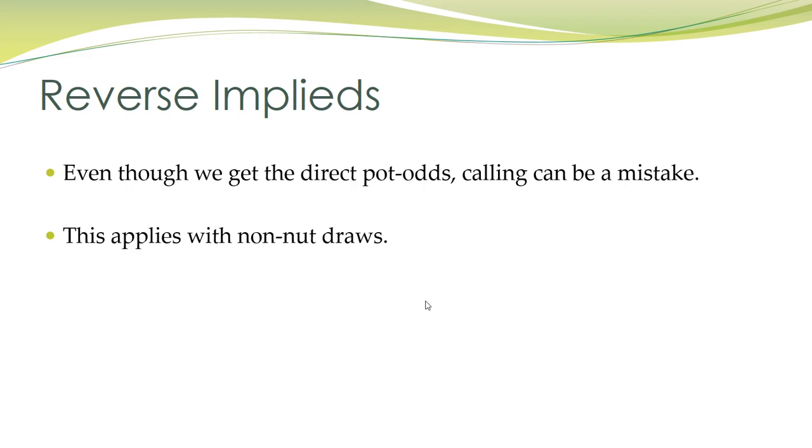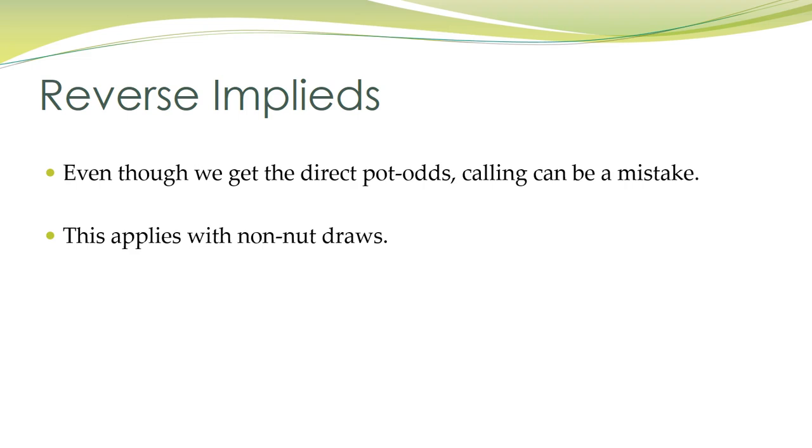Generally speaking, the idea of reverse implieds, to think of a more post-flop scenario now, mostly applies in situations where we have some kind of non-nut draw. Some examples of this include situations where we have maybe a 7-high flush draw and it's possible our opponent has the ace-high flush draw. Also included are situations where maybe we do have the ace-high flush draw, but there's already a pair on the board. These are situations that you need to be very, very careful with as poker players. Even if you get the right pot odds, it doesn't mean that you should necessarily be calling.